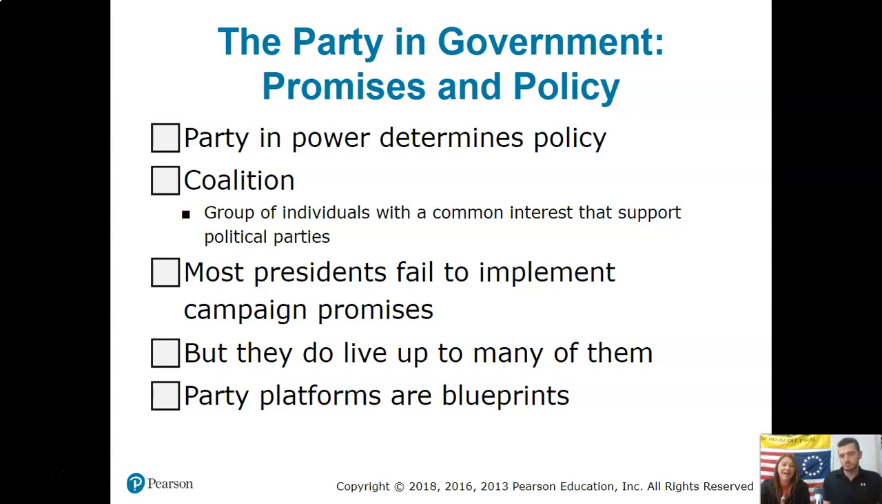Right now, in the time period that we are sitting right here in these chairs, we have a unified government. We have all Democratic-led in all areas. By one vote. The Democrats are determining policies right now at this moment. Okay. But that changes rapidly, every 2 years. Usually it's going to change in some kind of way. So next bullet then, a coalition is a group of individuals with a common interest that support political parties. This can be very broad: a coalition of citizens, a coalition of members within the government.